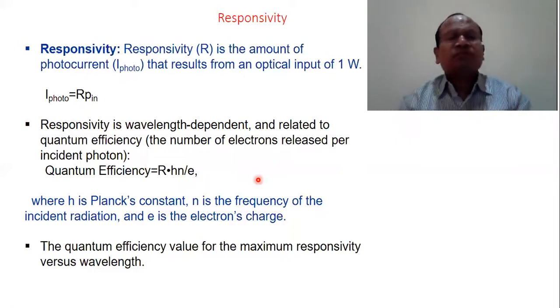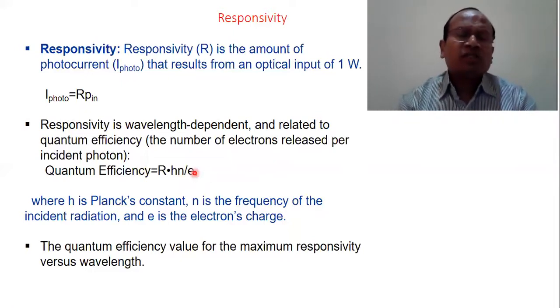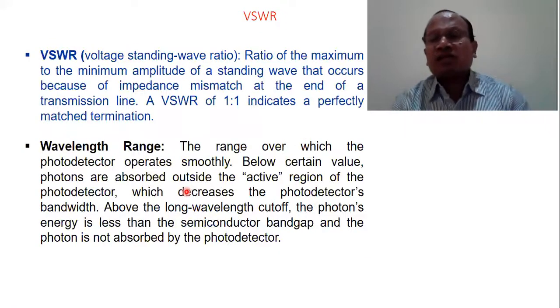N is the frequency of incident radiation, and E is the electron charge. So this is how the responsivity is correlated with the quantum efficiency. The quantum efficiency value gives the maximum responsivity versus wavelength. All right.